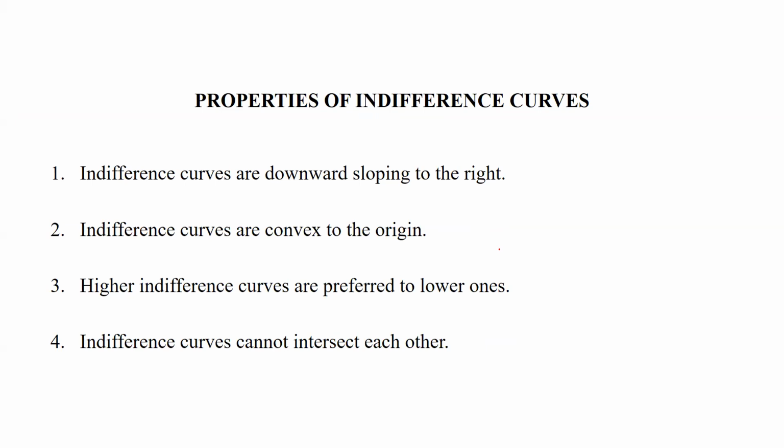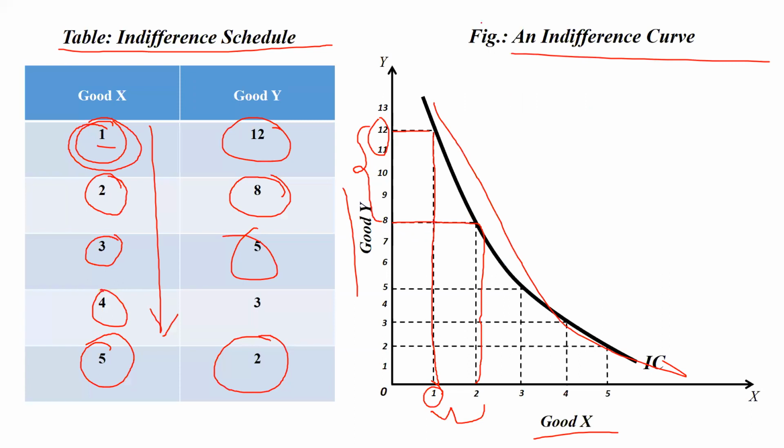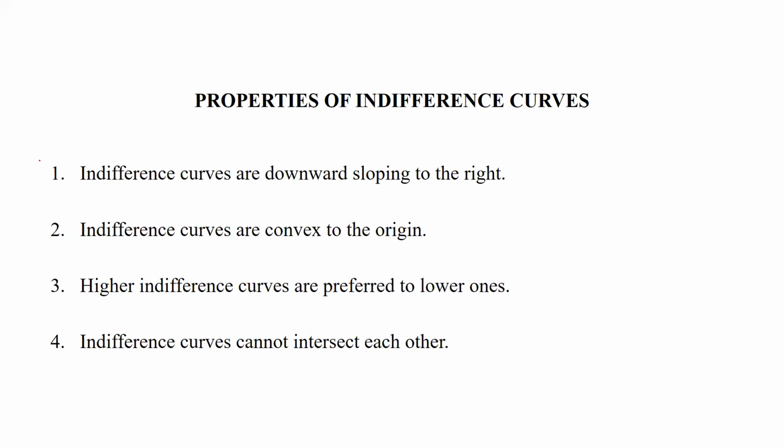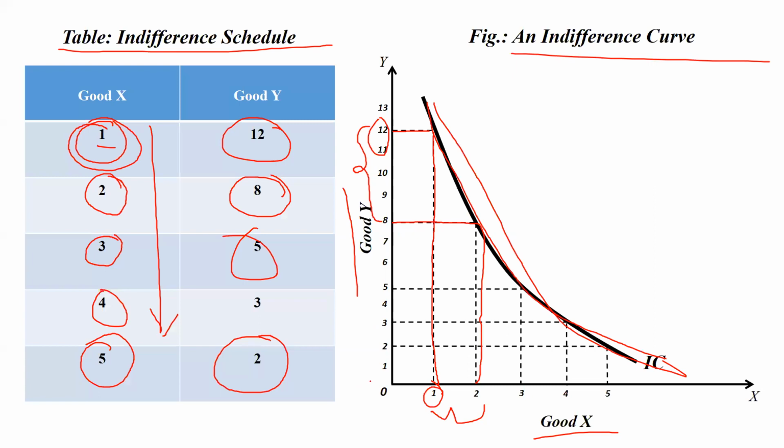Properties of indifference curves. Indifference curves are downward sloping to the right. You can see it reflecting a downward slope toward the right. Then, indifference curves are convex to the origin. You can see this is the origin and the curve is convex in nature. It is not concave, it is convex.